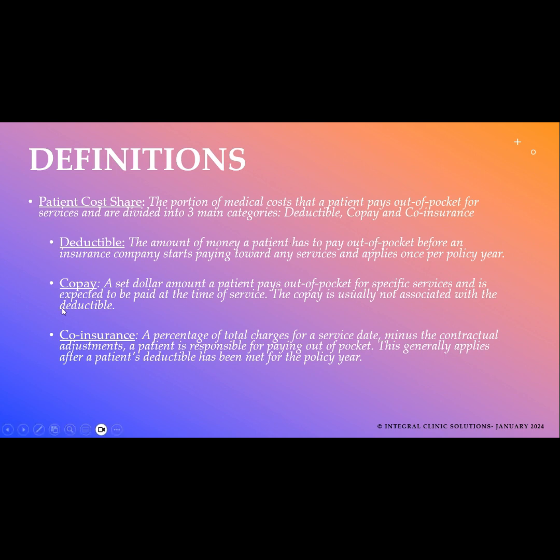All right, so coinsurance is a percentage. It's not a flat amount like a deductible and copay is. And it's the total charges for a service date minus the contractual adjustments, assuming that you're in network and contracted with their insurance plan. And it's the amount the patient is responsible for paying out of pocket. The coinsurance generally applies after a patient's deductible has been met for the policy year. Deductibles start over every policy year.